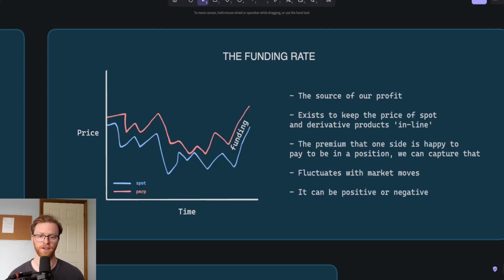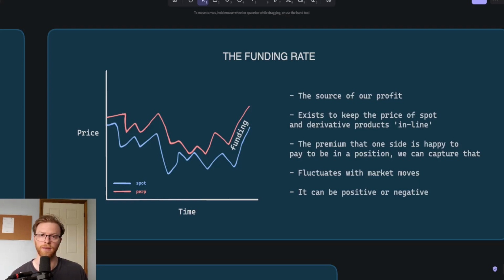We can extract that funding rate just by jumping into a position in a basis trade, where the bulls are happy to pay that premium to be in the perpetual product. And our function in this whole scenario is to arbitrage, or get the price back in line with the spot product, because they should be trading basically 1-to-1. And the market has this funding rate to incentivize people to jump in, get paid a funding rate, and bring the prices back into line on these two products.